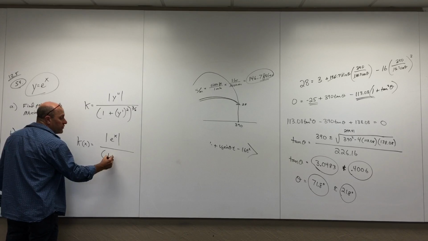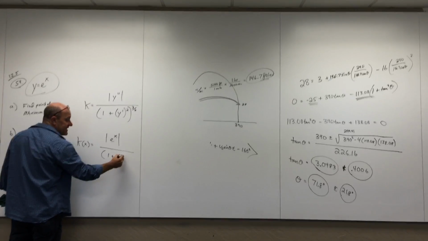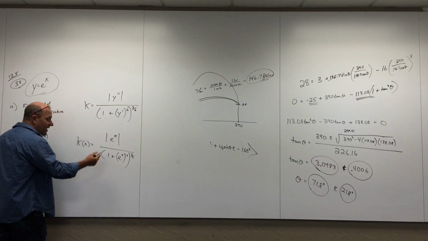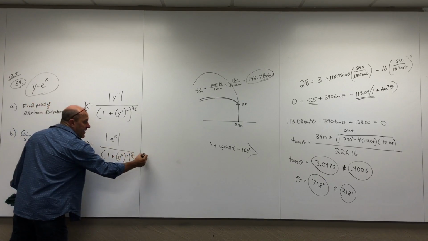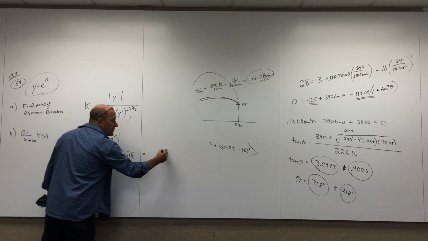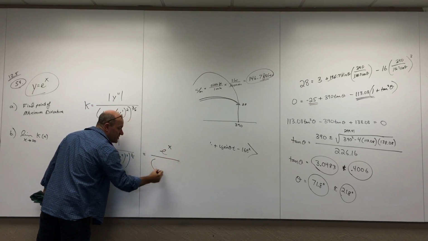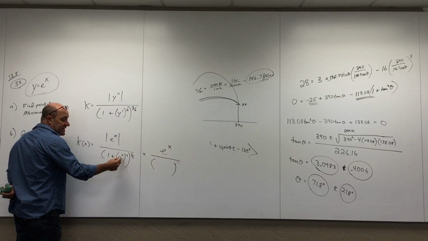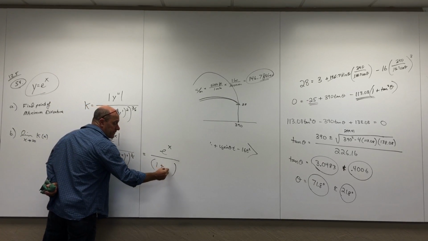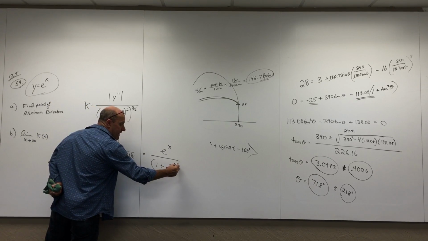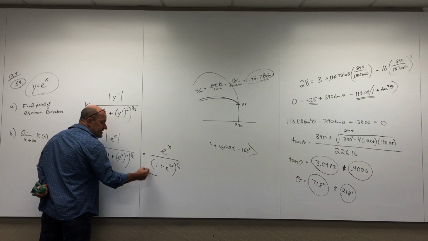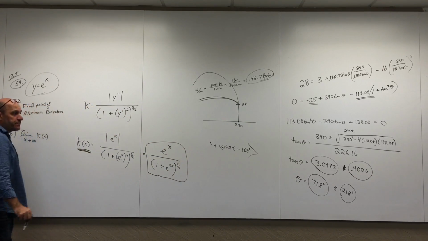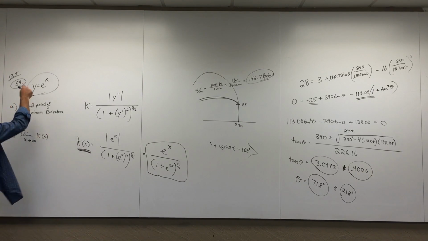Over 1 plus y prime, which is e to the x squared, all to the 3 halves. All right, so if I wanted to just simplify this, I can remove the absolute values. Not really much I can do down here, except e to the x squared could be called e to the 2x. So this is sort of my simplified curvature function for this curve.